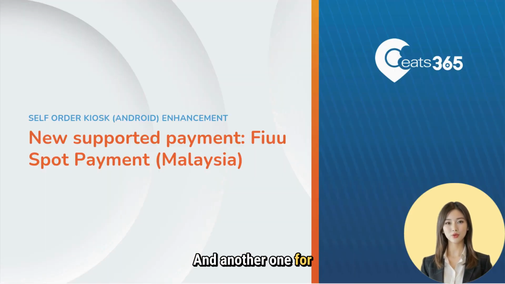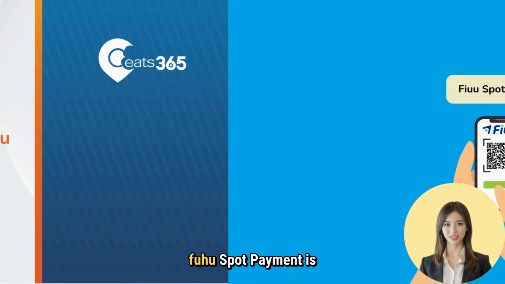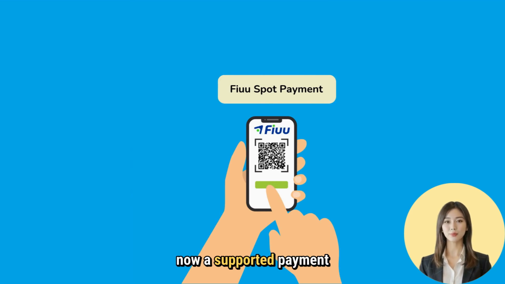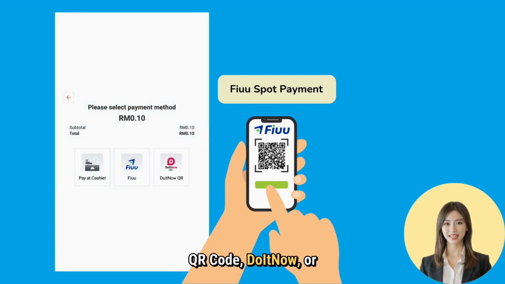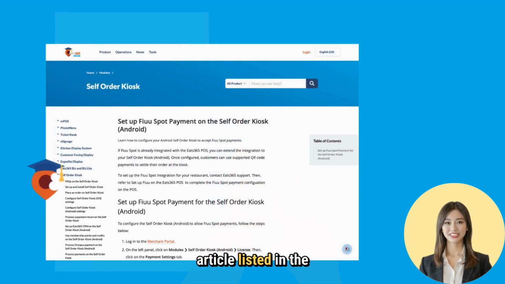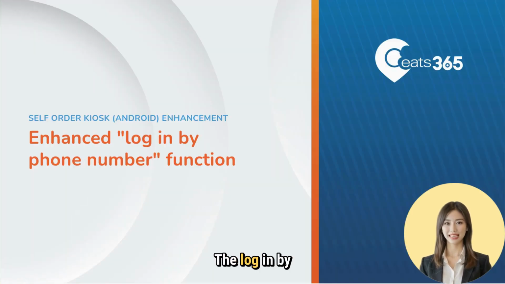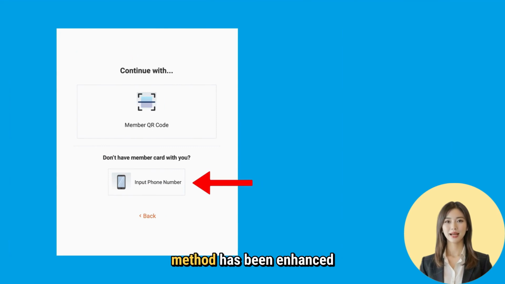And another one for restaurants in Malaysia. Fiuu Spot Payment is now a supported payment method, allowing customers to process payments using Fiuu QR code, Do It Now, or both. To configure this payment integration for your restaurant, refer to the help article listed in the video description.